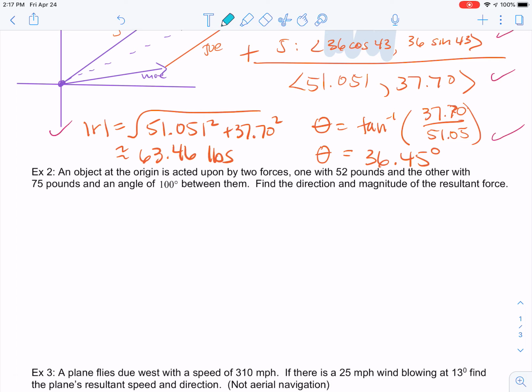Is acted on by two forces, 52 pounds with a 100-degree angle between them. Okay, so this one, we do have to picture what's happening, because if this is going straight on that, and then this one is 100 pounds, that's 100 degrees between them. So what you want to do is put one of them at 0 and then one of them at 100.